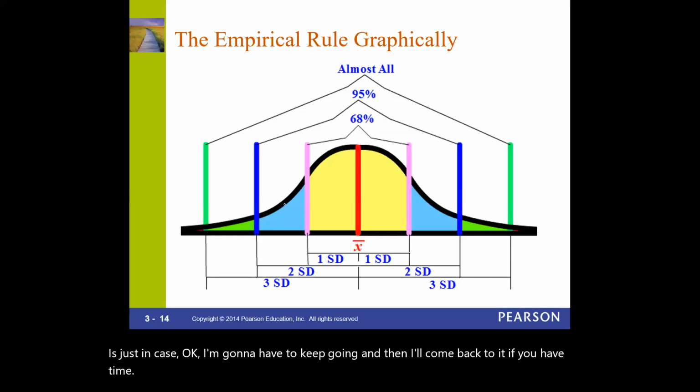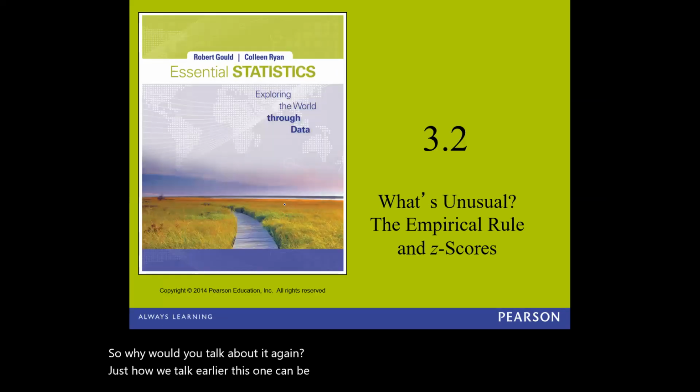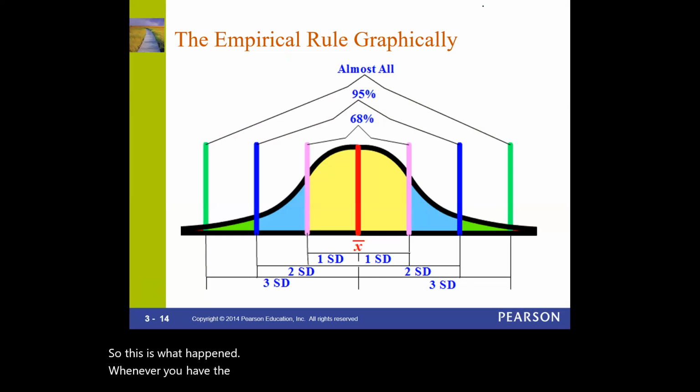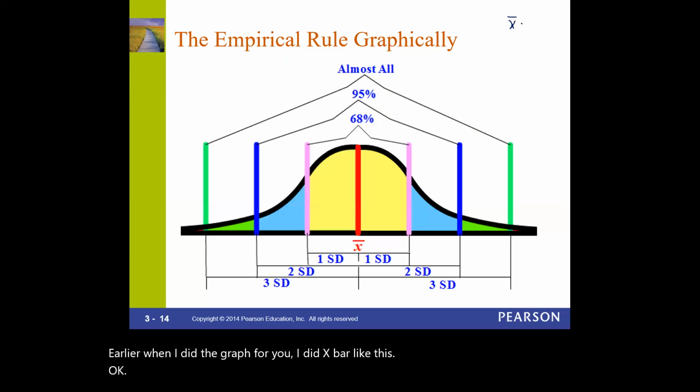So what we need to talk about again is what is unusual, and something called the empirical rule and the z-scores. Whenever you have the mean, just like I told you earlier when I did the graph for you, I did X bar like this, and I put S here and S over there, and I put a value of Z.